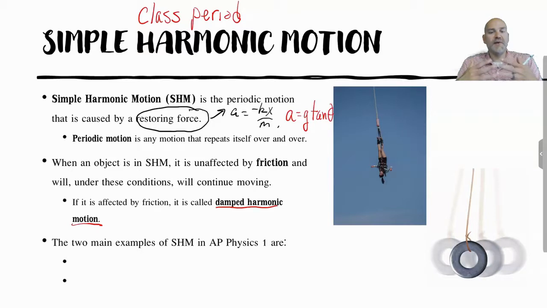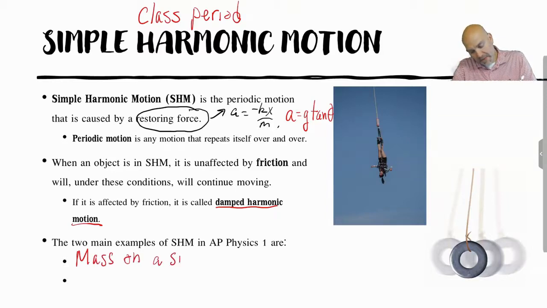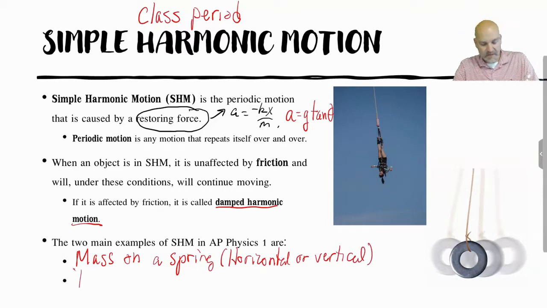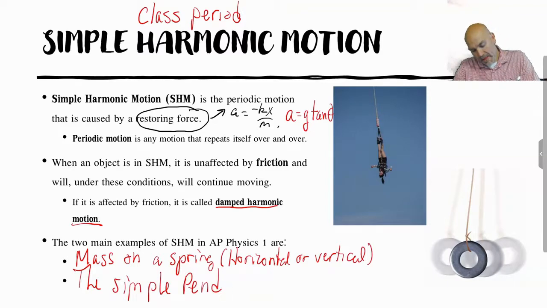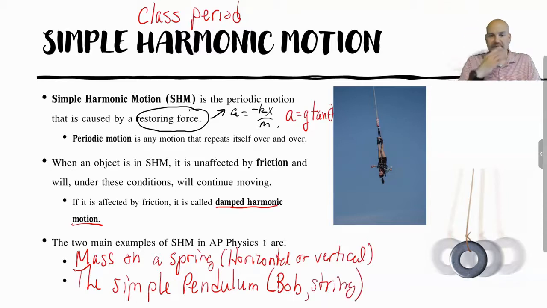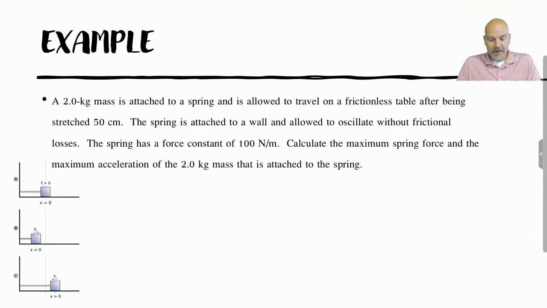And again, we've talked about two main examples of simple harmonic motion here in AP Physics 1. They're going to be the mass on a spring, which could be both horizontal or vertical, okay? And then the simple pendulum. The simple pendulum basically consists of a pendulum bob and a string, and a point of connection to something fixed, a fixed connection point. Okay, so let's look at an example problem.